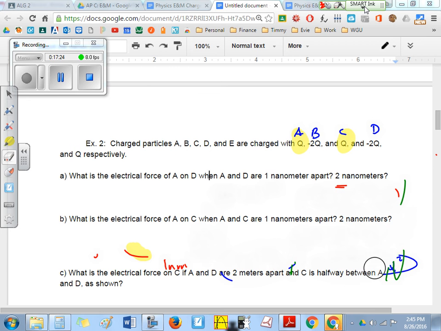What is the electrical force on C if A and D are 2 meters apart and C is halfway between them? Okay, so it's getting a little more complicated. We'll talk about that one next time. So I'm going to post this document online.